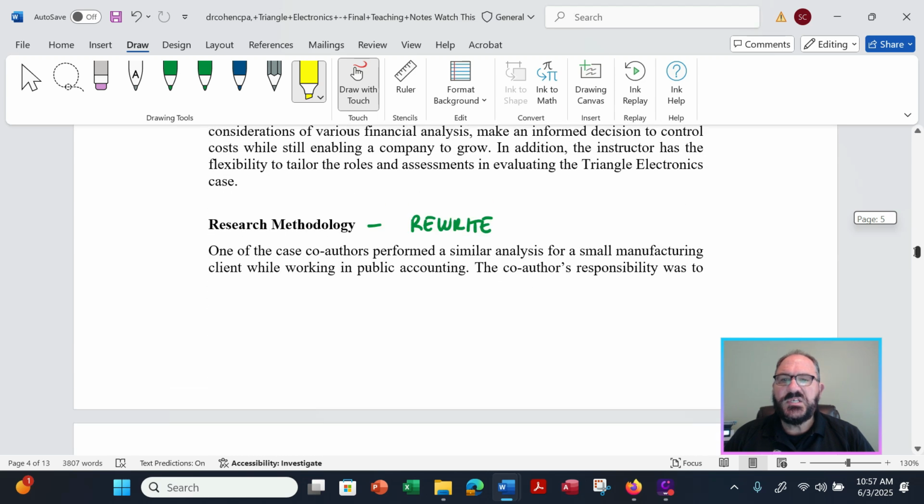All right. Now, the next one, research methodology. Now, this one is going to be a rewrite, but it's going to be somewhat similar in that this actually happened. So notice here it says, one of the case co-authors. That's me, right? You could say that this actually happened. This was the case. So where did this come from? It was something that actually happened to one of the co-authors. That's what you're going to write here. Okay.